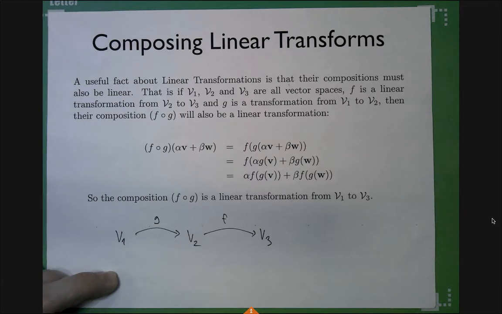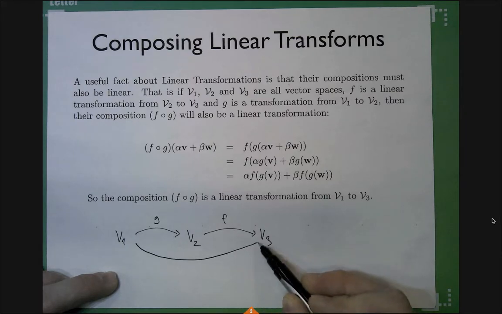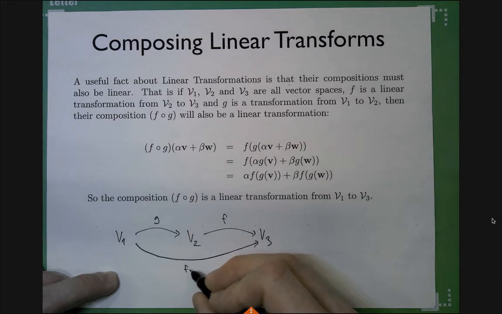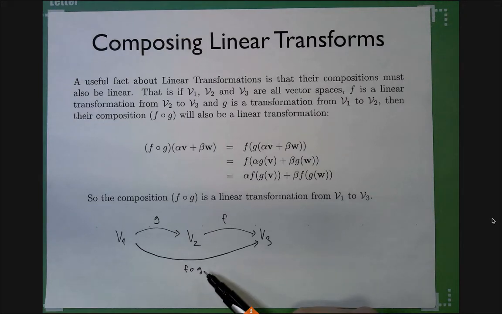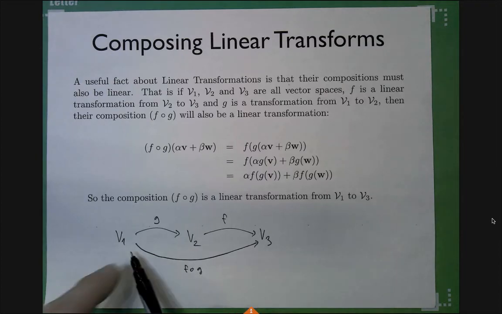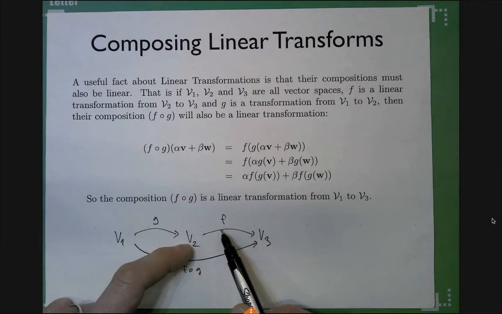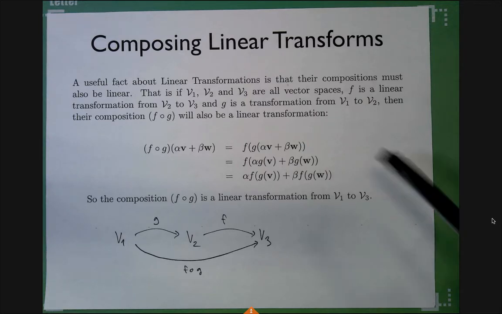Okay, and of course, why am I doing this? Well, I can certainly take a shortcut and go directly from V1 to V3, right? This shortcut is usually denoted as F compose G, the composition of transformations, which means apply first G and then F. So that means consume a vector from V1, G produces a vector in V2, then F takes over, consumes the vector from V2, and gives me a vector in V3. If I combine the two together, I get the composed transformation F composed with G.